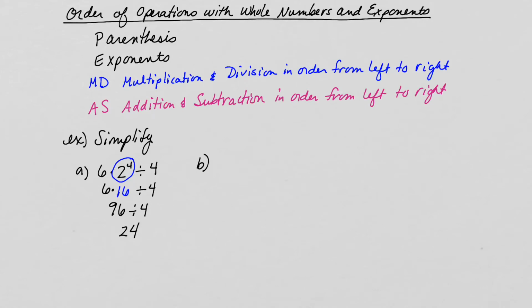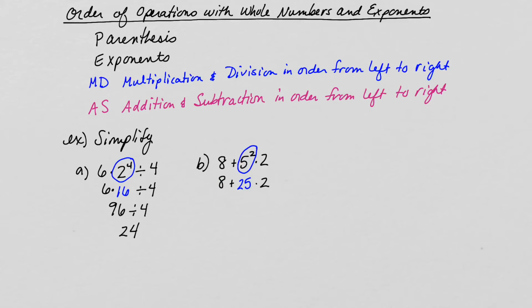Part B, I have 8 plus 5 squared times 2. Again, if you look, I don't have any parentheses. The first thing I have is this exponent part. The 5 squared means 5 times 5, which is 25. Bring down the other pieces. So 8 plus 25 times 2.